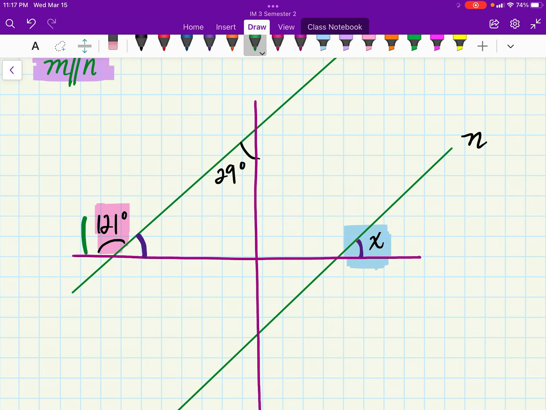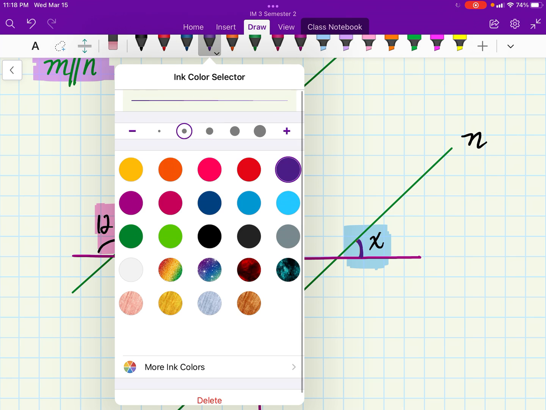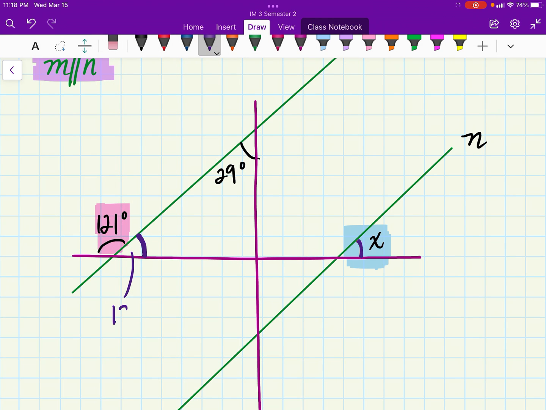Now, if I connect these two angles here, that forms 180 degrees. So the question is, what do we have to do to solve for this missing angle, the purple section, which is here? In order to find that angle, let's do it in purple. We're going to do 180 minus 121. Whatever we get there would be that angle, which in this case is going to be 59 degrees. So this here is 59 degrees.